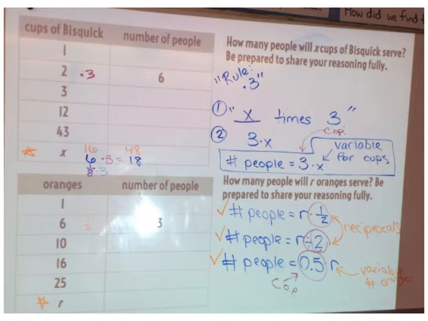I then asked what was an equation we could write for that. If we said number of people is equal to something, number of people could be equal to 3 times X, and X would be that variable for the number of cups of Bisquick that you've got.